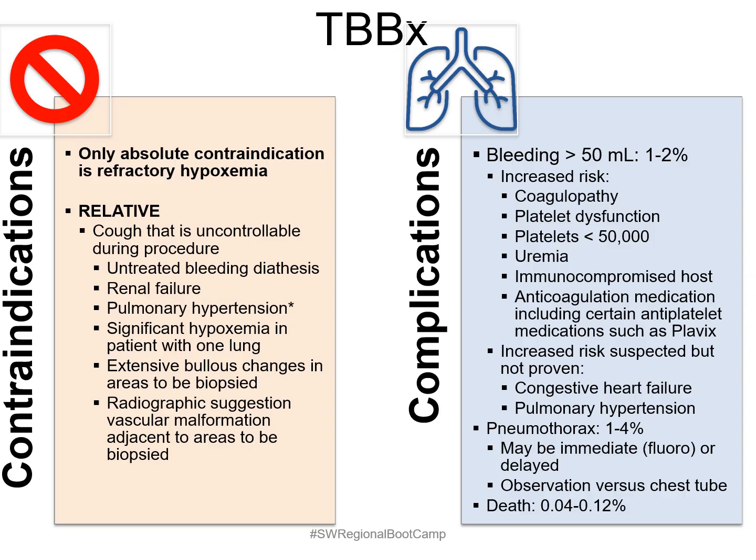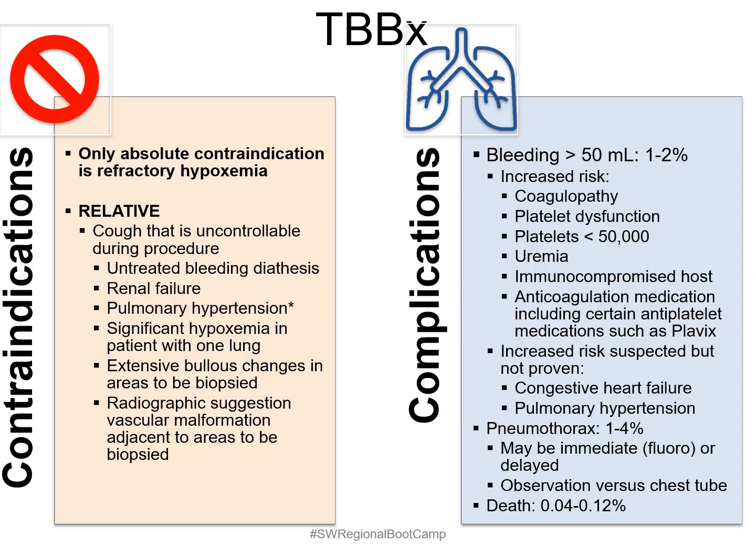The primary complications of transbronchial biopsy are bleeding and pneumothorax. Significant bleeding is considered greater than 50 milliliters and occurs in 1 to 2% of cases. There are a number of risk factors for bleeding and complications with transbronchial biopsies. These include coagulopathy, platelet dysfunction, thrombocytopenia, specifically with platelets less than 50, uremia, immunocompromised hosts, and the use of anticoagulation or antiplatelet medications. There's also thought to be an increased risk of bleeding with congestive heart failure and pulmonary hypertension, though these risk factors are not proven.